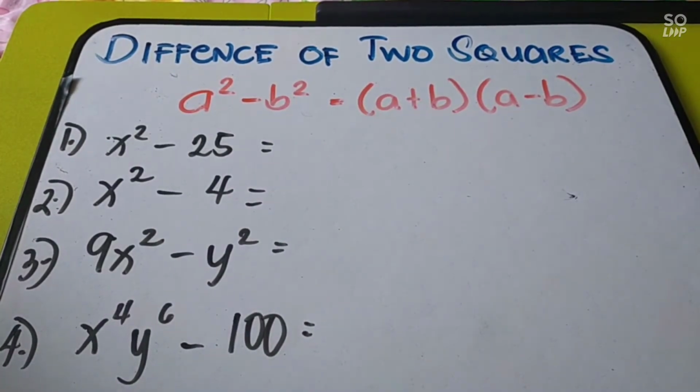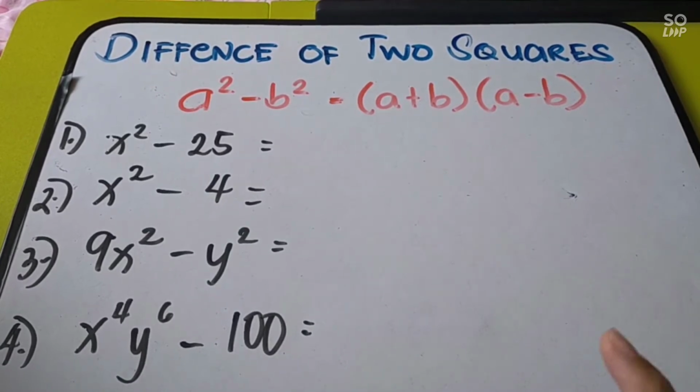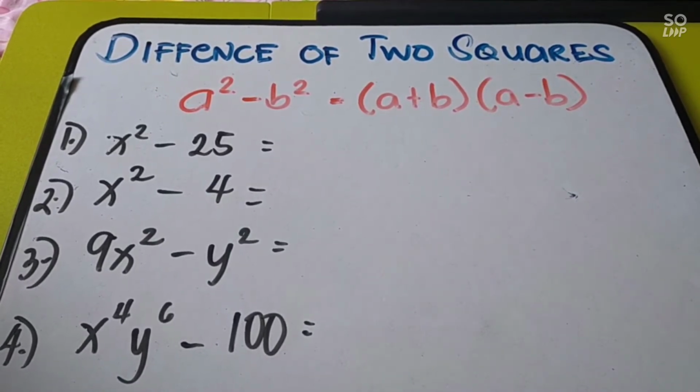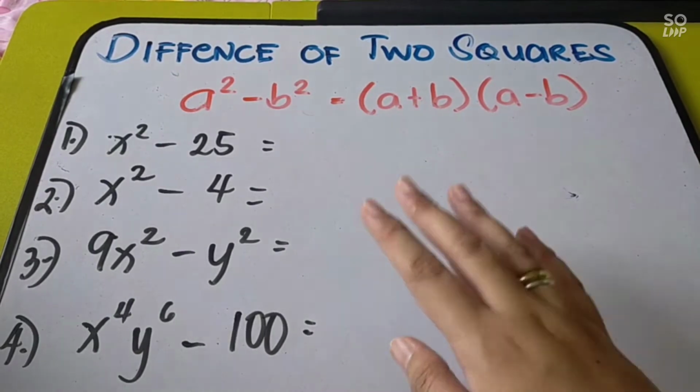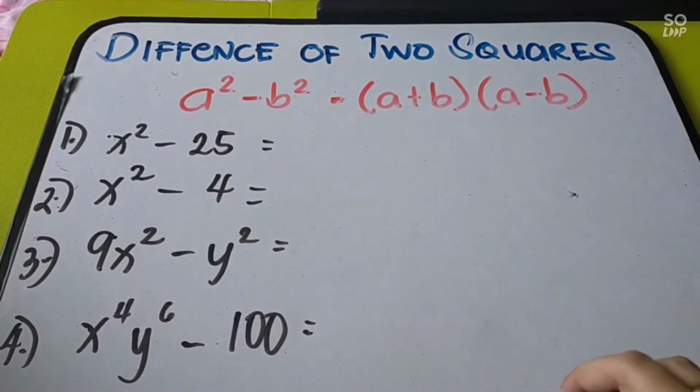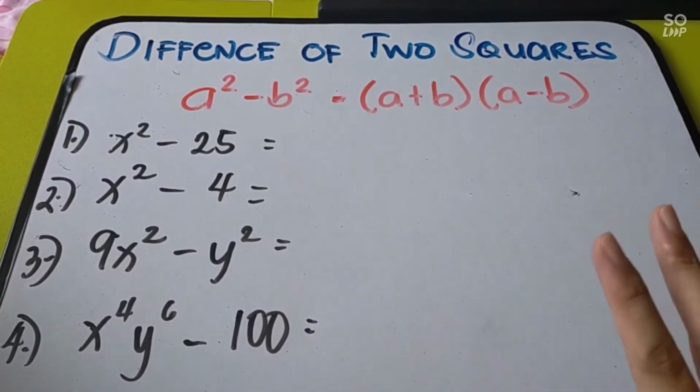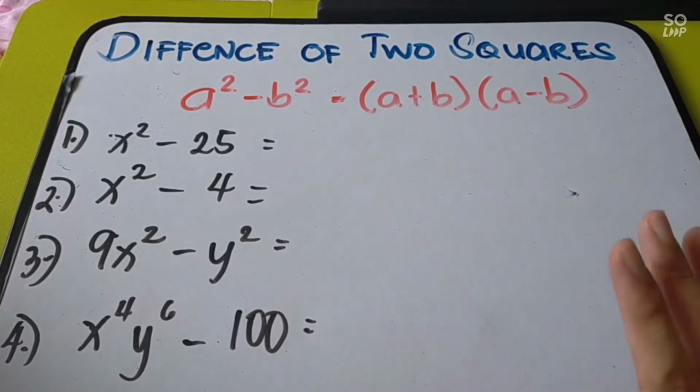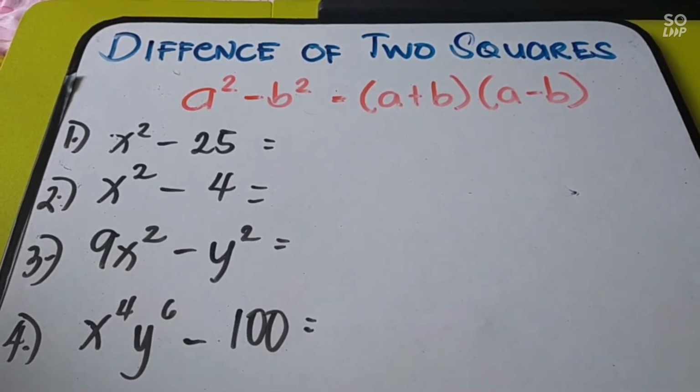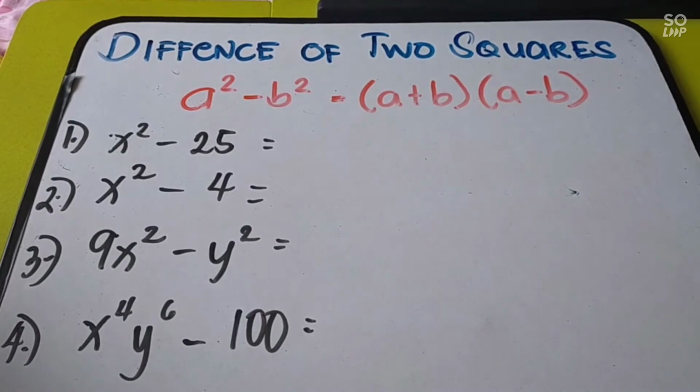Ma'am, paano mo masasabing perfect square din yung variable? Masasabi mong perfect square ang variable kapag siya ay divisible by 2. Okay? Kapag ang kanyang exponents ay 2, 4, 6, 8, 10, that is perfect square. Pero kapag odd numbers ang exponent ng inyong variable, that is not perfect square. Ganun lang kasimple.